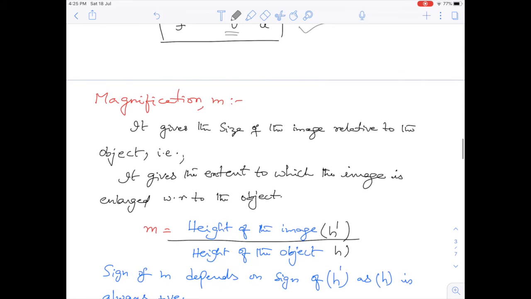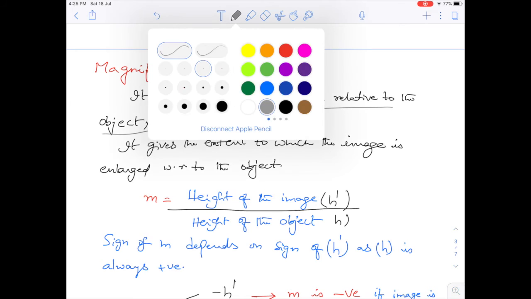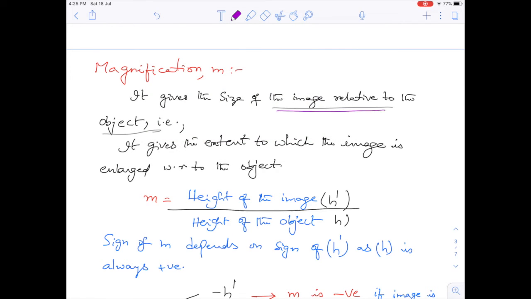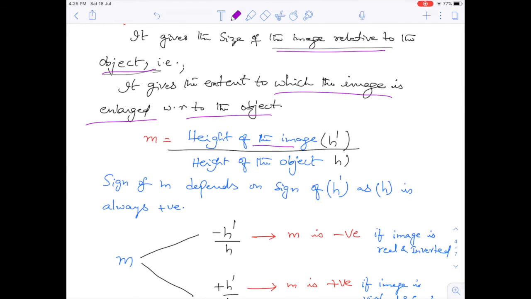Now, in order to get the nature of the image, we require magnification. Now, what is magnification? It gives the size of the image relative to the object, which means it gives the extent to which an image is enlarged with respect to the object. So, how much size is enlarged of the image with respect to the object. So, that can be understood. Now, it is given by the ratio of the height of the image, I have used the notation h dash, by height of the object h.